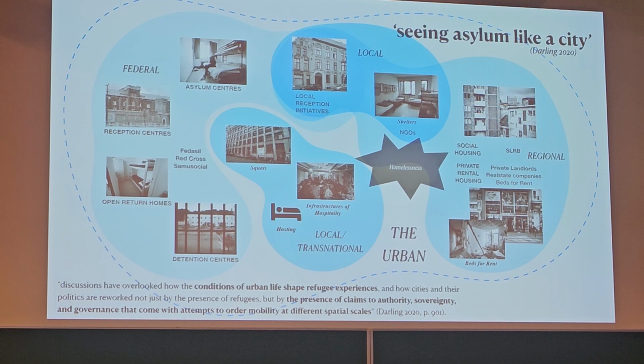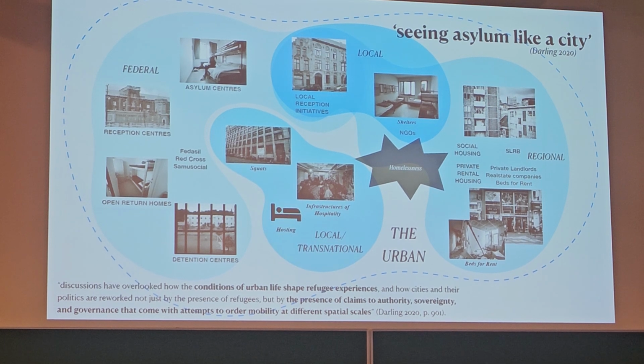and how cities in their politics are reworked not just by the presence of refugees, but by the presence of claims to authority, sovereignty, and governance that come with attempts to order mobility at different spatial scales. And so from this last notion of ordering mobility at different spatial scales, it becomes important to see the urban as a container where dynamics that may be international, with the externalization of the border, and dynamics that may be very local, and dynamics that may be national, all kind of blend into this urban space because all of these actors do exist there and are embedded in it in some way or another.